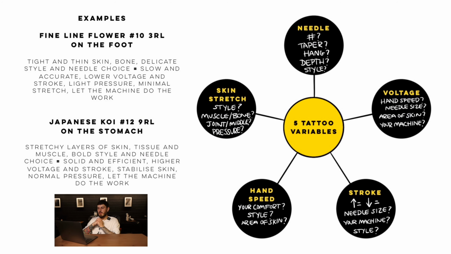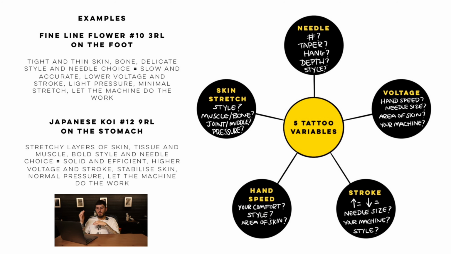As always, we're going to let the machine do the work. Because we've got thin skin with bone underneath, we don't need too much pressure. It's very easy to go too deep and do damage, create a blowout. So that's why I said the lower voltage. The machine has to do the work. We don't want to put on too much pressure to force the ink into the skin. You're going to cause damage that way. You're going to think about changing the machine if you feel like you need to force it too much.